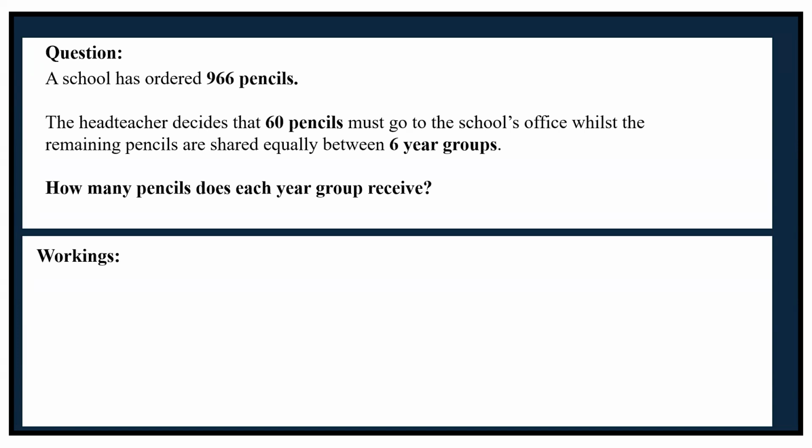This is a two-step problem because it tells us that the school has ordered 966. But before we share them out to our 6 year groups, we need to deal with this part because 60 of the pencils are going to the school's office before we do any division. I am going to show you the division all by myself, but let me quickly ask George. George, what should I do before I do any division?